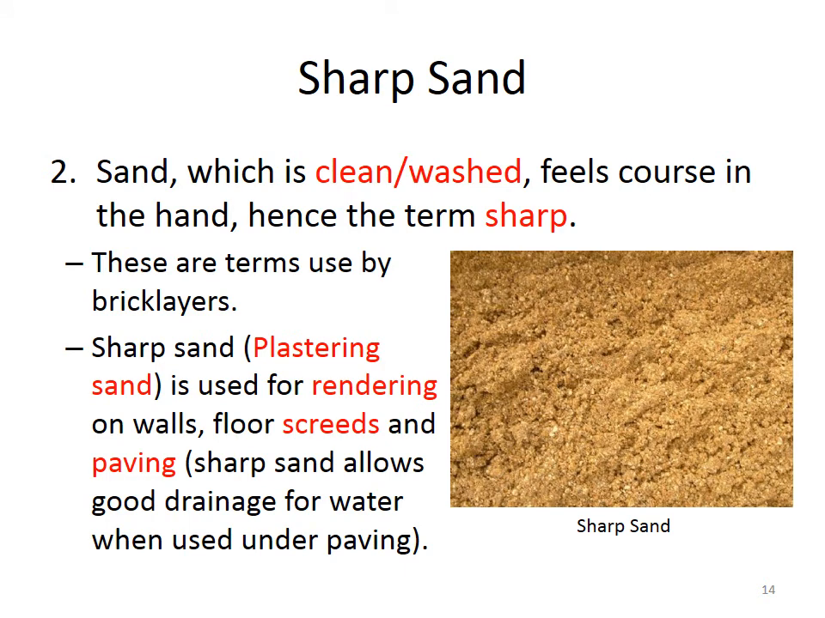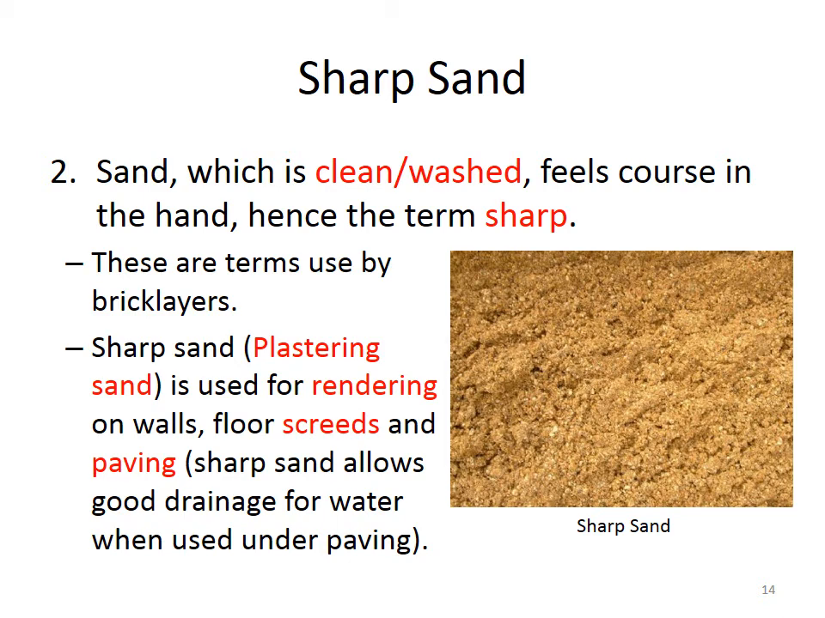Sharp sand, on the other hand, is just sand that is clean. It's been washed, and all the impurities have been washed out of it, or more specifically, any clay particles have been washed out of it. It feels coarse in the hand, and hence the term sharp. These terms are used by bricklayers and plasterers, and sharp sand, which is also called plastering sand, is used for rendering on walls, floor screeds, and for paving.